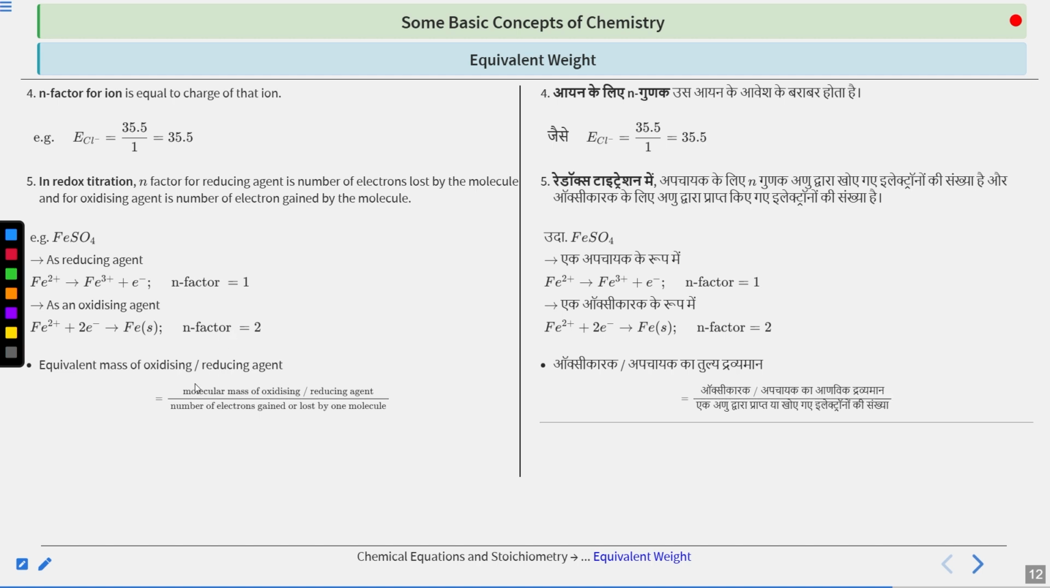So if you talk about the equivalent weight of oxidizing and reducing agents, then this is given by the molecular mass of the oxidizing and reducing agent divided by the electrons gained or lost by 1 molecule. Clear? So this is in general for the whole of redox reactions.